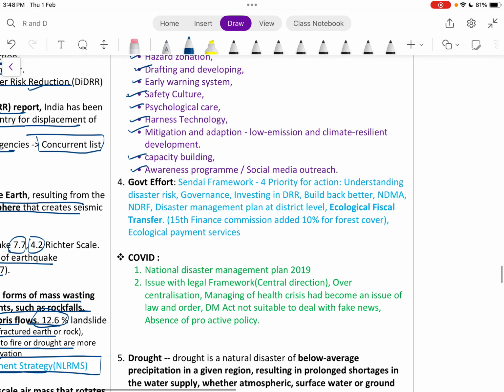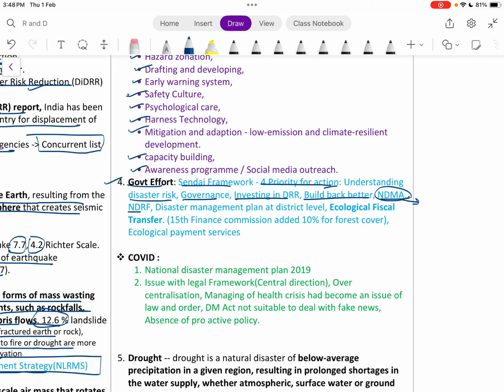Okay, the government efforts such as Sendai framework, four priorities of action: understanding the disaster risk, governance, investing in disaster risk reduction, and build back better. Okay, so you can write such things. NDMA guidelines. You can also quote NDMA guidelines, and then give your own suggestions within those guidelines. Okay, because NDMA is nothing but people who are working with common sense. So if you have enough common sense, your suggestions would be there in the NDMA guidelines.